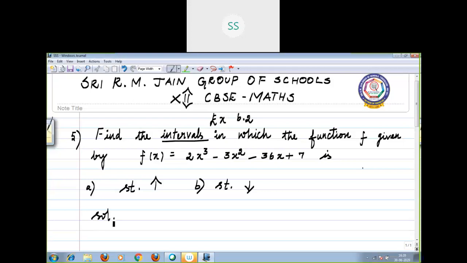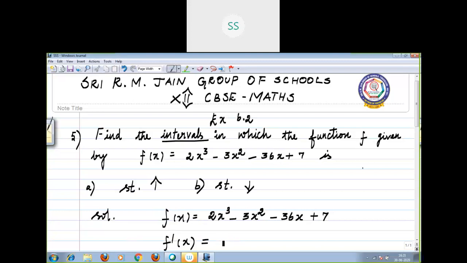The first step is find the interval of strictly increasing or decreasing. Whatever it is, your first thing is the derivative. You want to find the derivative of the given function. Here you see f of x equal to 2x cube minus 3x square minus 36x plus 7. This is your function, right? You want to differentiate. Derivative f dash of x equal to the derivative of x power n.